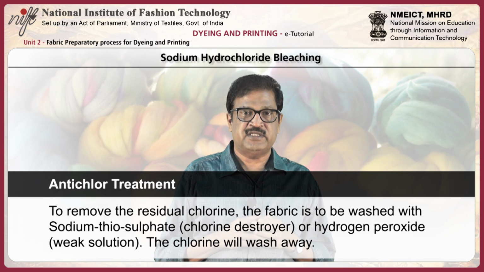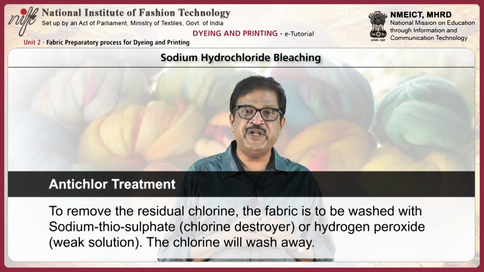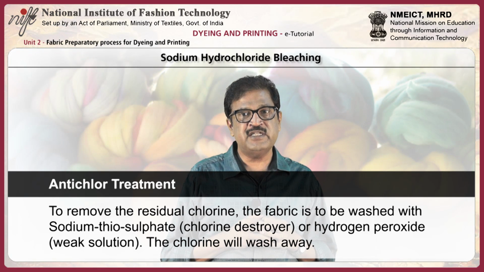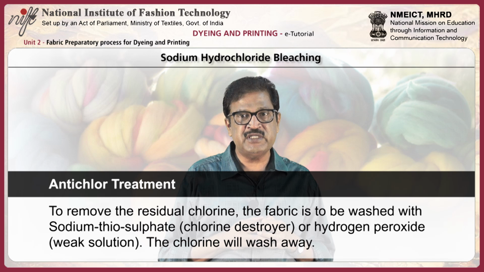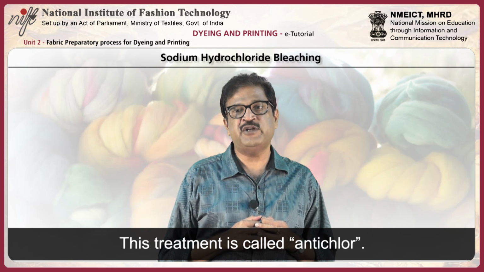Anti-chlor treatment. To remove the residual chlorine, the fabric is to be washed with sodium thiosulfate, that is a chlorine destroyer, or hydrogen peroxide in weak solution. The chlorine will wash away. This treatment is called anti-chlor.